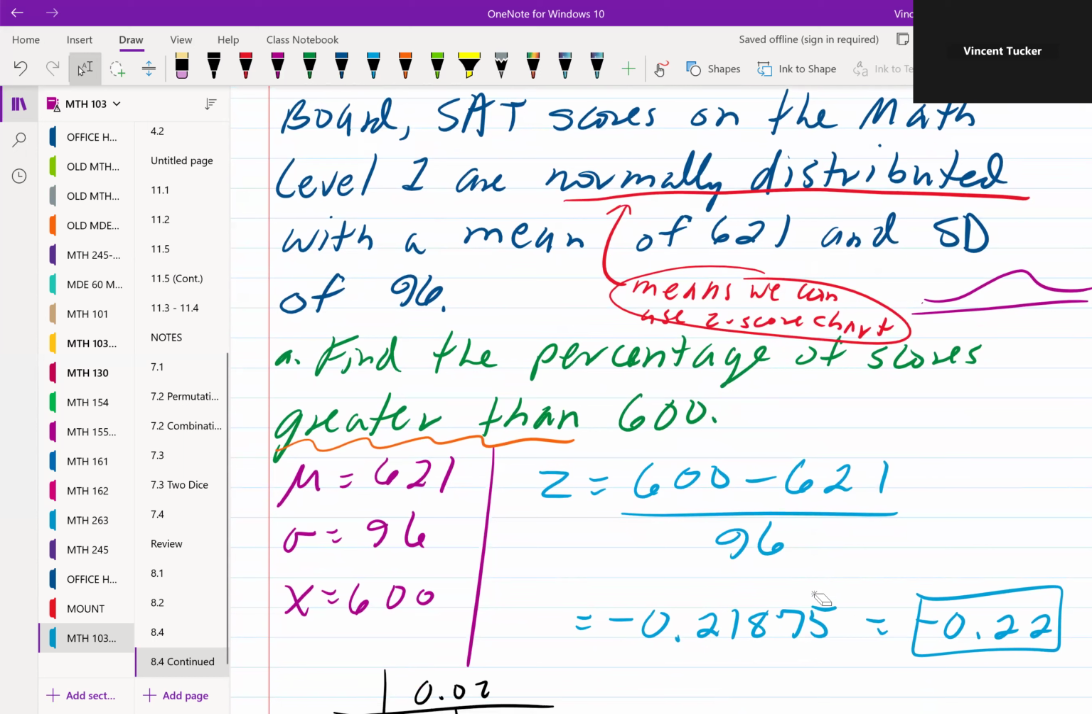Our mean is 621, our standard deviation is 96, and our data value is 600. So we convert that 600 to a Z-score by doing 600 minus 621 divided by 96. Ultimately, we'll get negative 0.22.